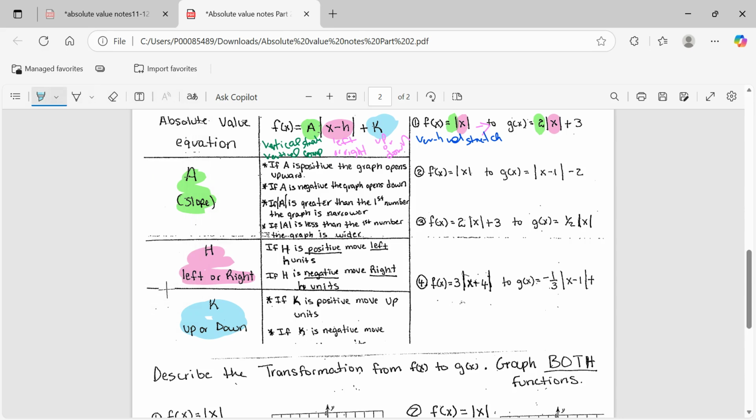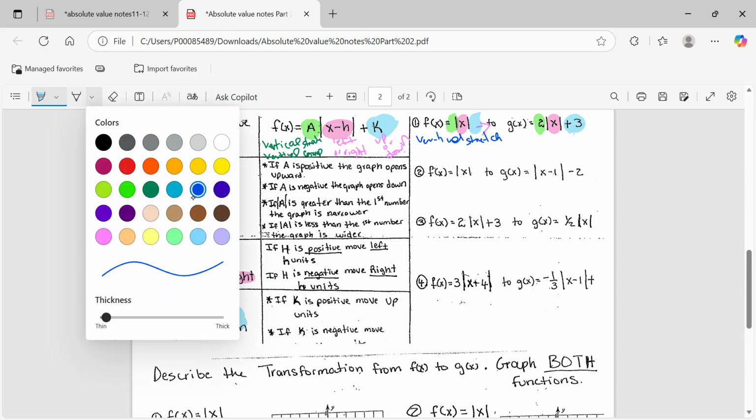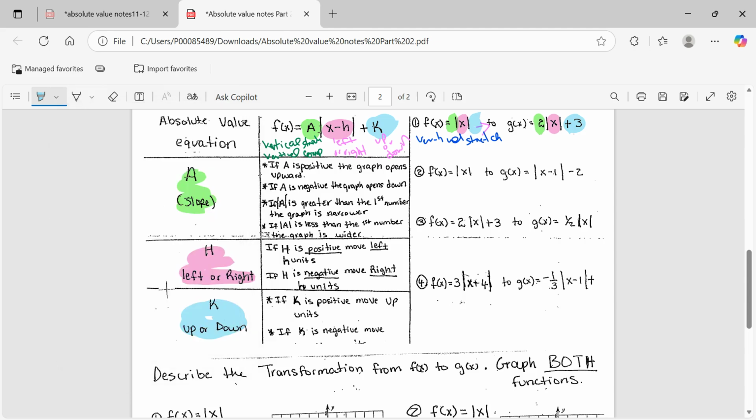Then I look on the outskirts. Is there anything changing from there to there? So from 0 to 3, there is a change. I'm going from 0 to 3. So that tells me something is going to be moving up or down. From 0 to 3 is up. Therefore, I'm going to have here a vertical shift up 3 units, because that one actually tells me.